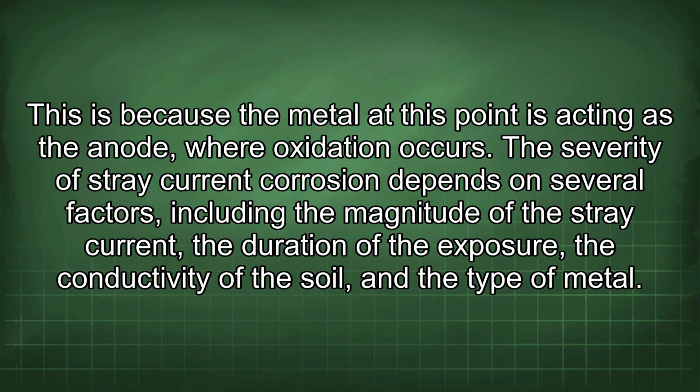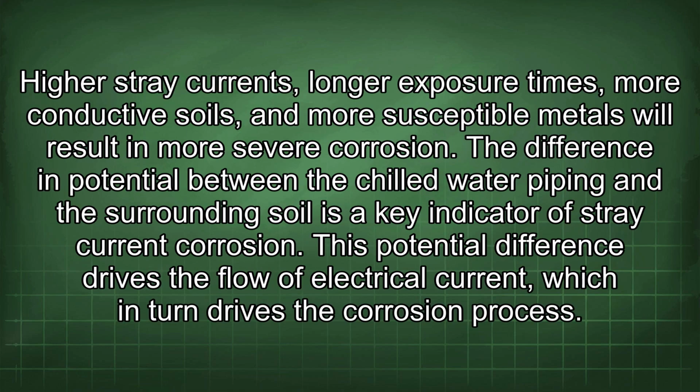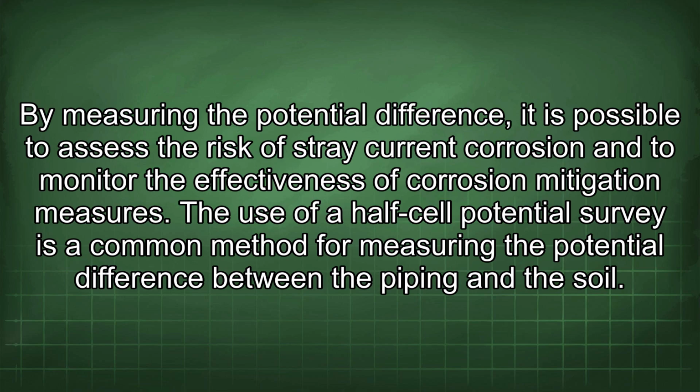The severity of stray current corrosion depends on several factors, including the magnitude of the stray current, the duration of the exposure, the conductivity of the soil, and the type of metal. Higher stray currents, longer exposure times, more conductive soils, and more susceptible metals will result in more severe corrosion. The difference in potential between the chilled water piping and the surrounding soil is a key indicator of stray current corrosion. This potential difference drives the flow of electrical current, which in turn drives the corrosion process. By measuring the potential difference, it is possible to assess the risk of stray current corrosion and to monitor the effectiveness of corrosion mitigation measures.